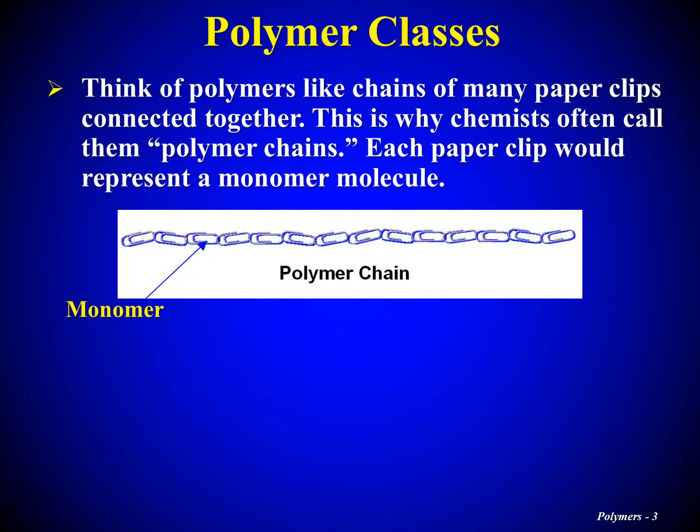It's helpful to think of polymers like chains of many paper clips connected together. This is why chemists often call them polymer chains. Each paper clip would then represent a monomer molecule, as shown in the diagram.